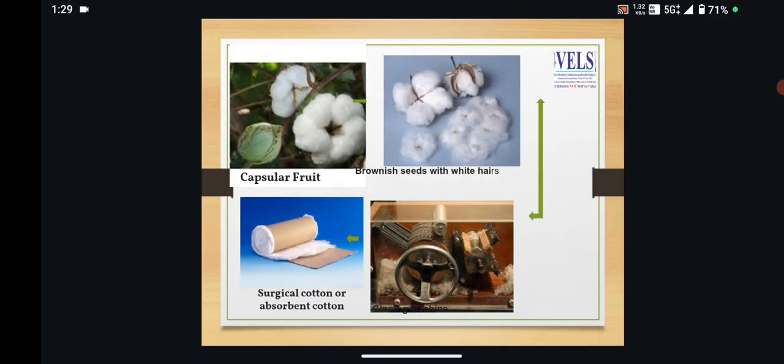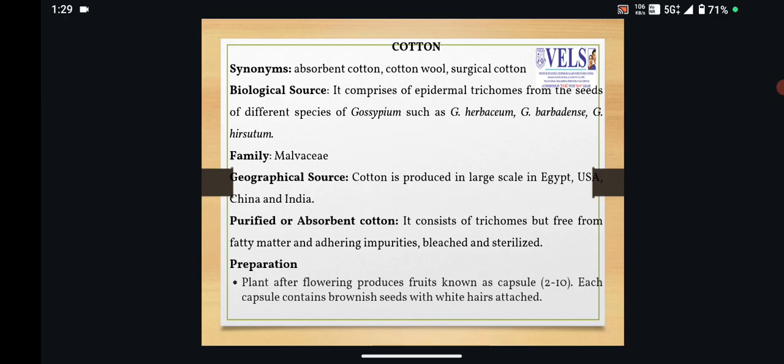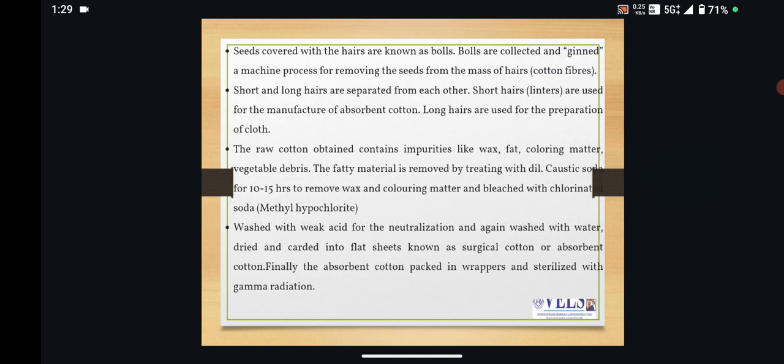Preparation. After the flowering period of the plant, the fruits are fully grown, and they are capsular-type fruits. They are collected from the plant when the size is about 2 to 10 centimeter in diameter, with brownish seeds to which white hairs are attached. The seeds are covered with numerous hairs. The fruit along with the capsule wall is called a boll. The bolls are collected during the autumn season or after the flowering period.